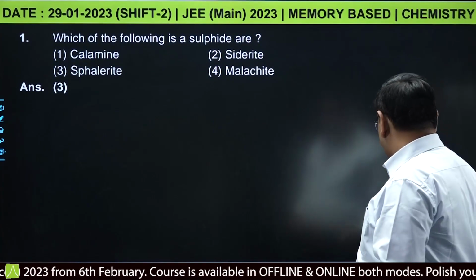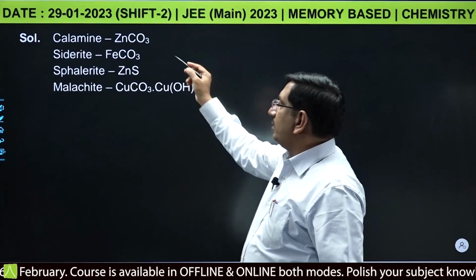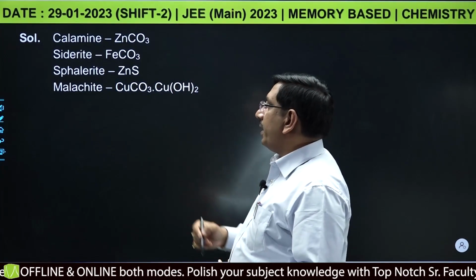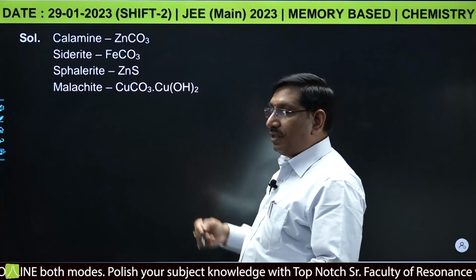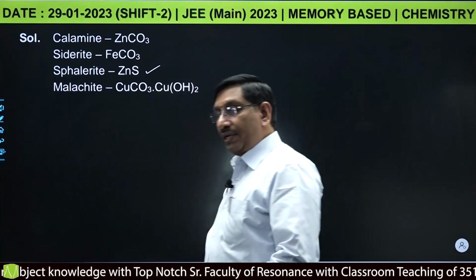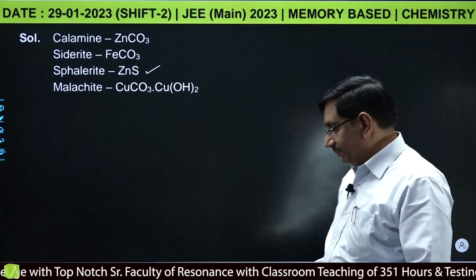अब इसमें कैलामाइन जिंक कार्बोनेट, सिडराइट आयरन कार्बोनेट, sphalerite is zinc sulfide, malachite is copper carbonate. So, the sulfide ore is sphalerite only.